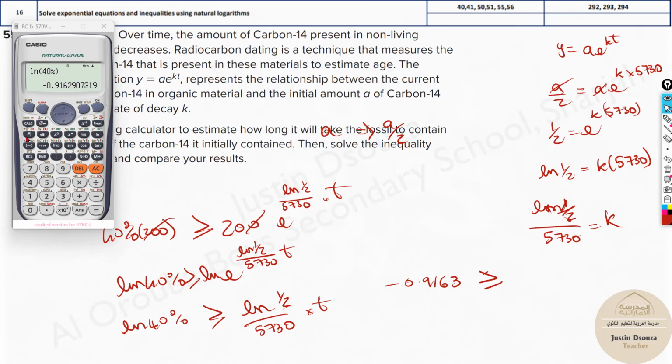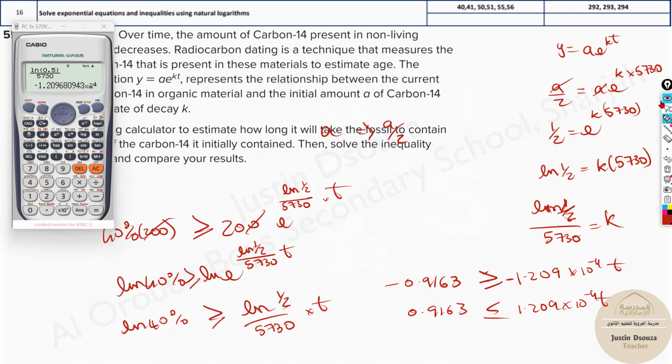Now the same thing to the right side. Over here we have ln half, that is 0.5, or you can write 1 by 2, divided by 5730, and the answer is a very minute number, negative 1.209 into 10 power minus 4 times t. Now here, since we have both negative signs, what happens? The inequality needs to be changed, isn't it, when we are dealing with inequalities? To make them positive, the inequality flips.